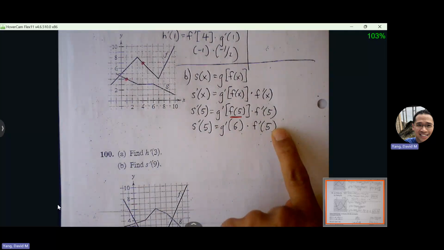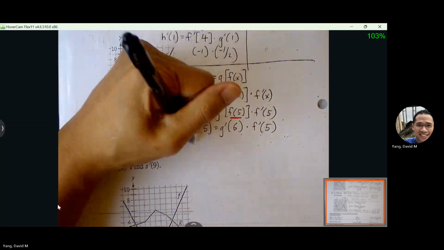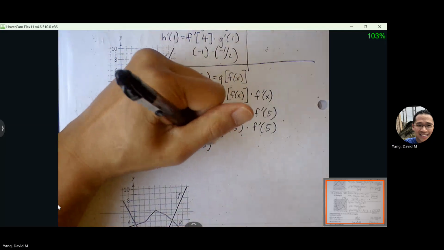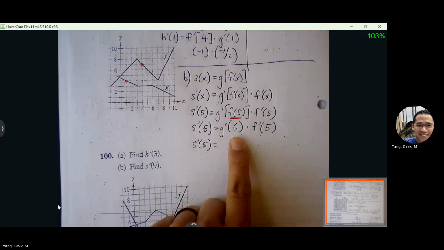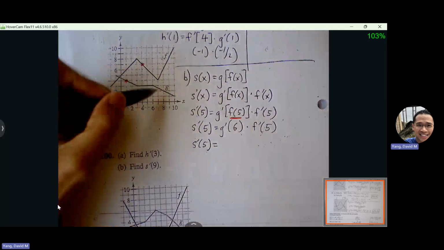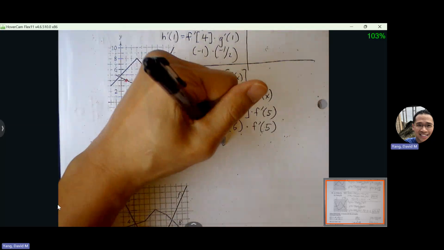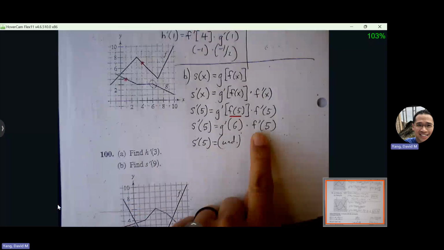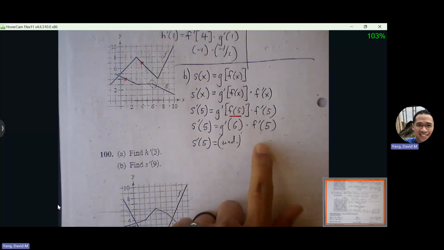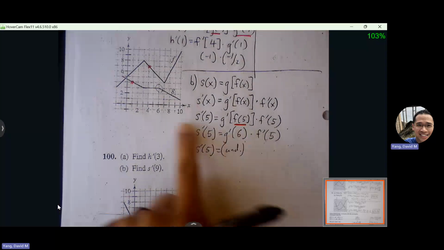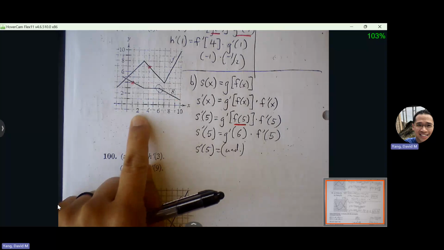Okay, are we good so far? G prime of 6. What do you notice about g prime of 6? Show me. Corner. That means undefined. So it doesn't matter what f prime of 5 is, it's going to be undefined. But for practice purposes, let's just find f prime of 5. What's f prime of 5 going to be? -1. I know it doesn't matter, just for practice, but we know that ultimately it's just going to be undefined.